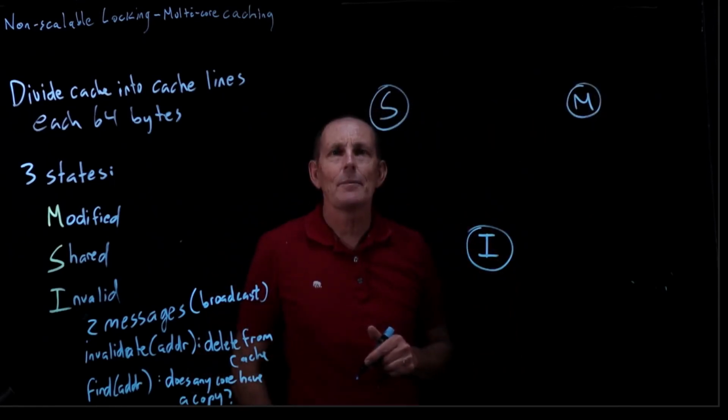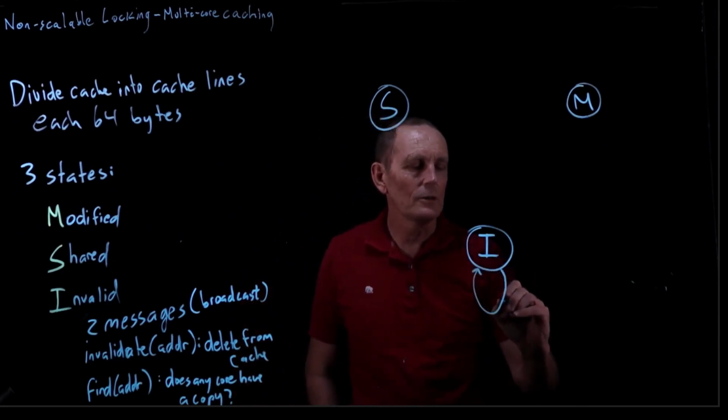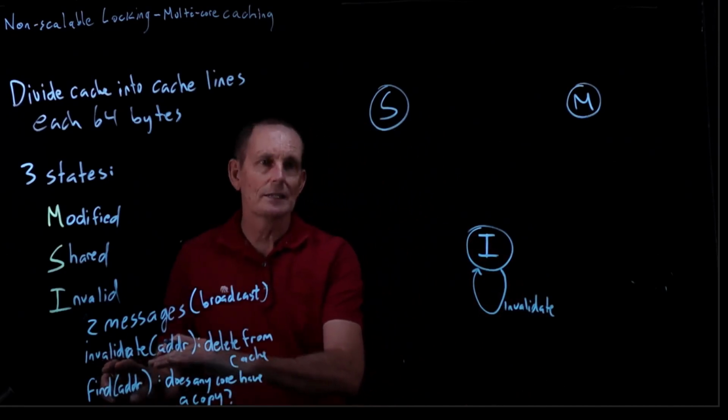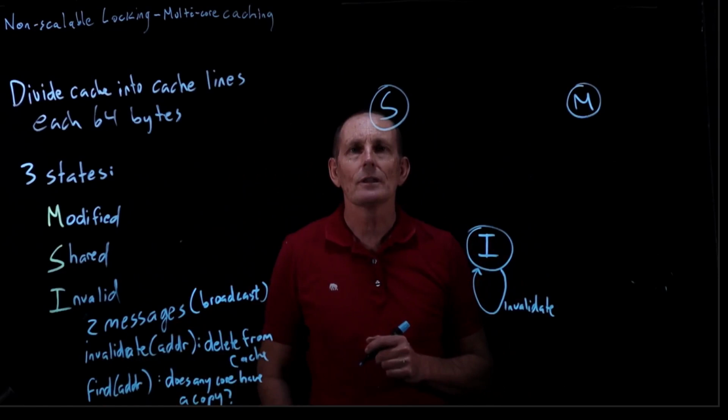Let's look at what happens. So if we get an invalidate and we're in this state, we're not going to do anything. If we get this message and that cache line is already in the invalid state, then we're not going to do anything.